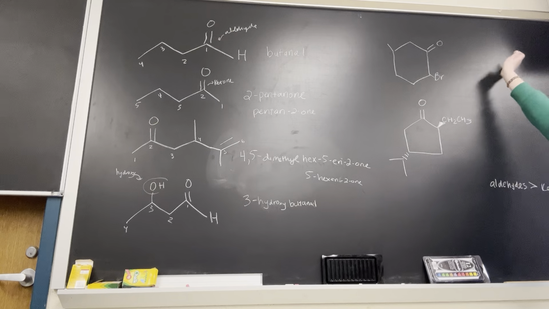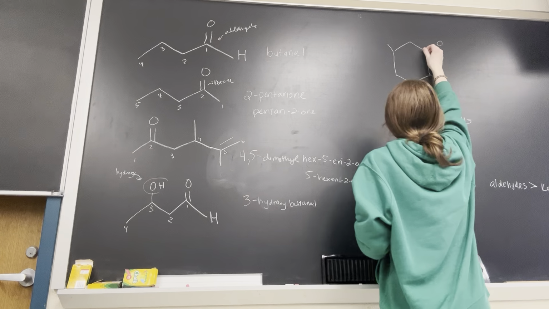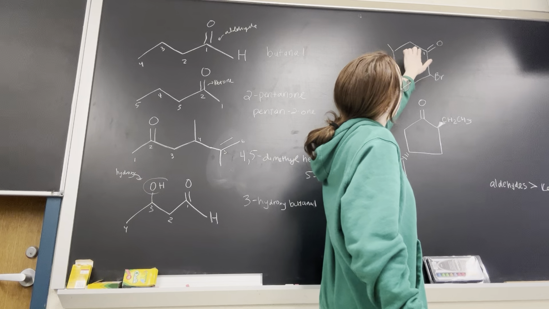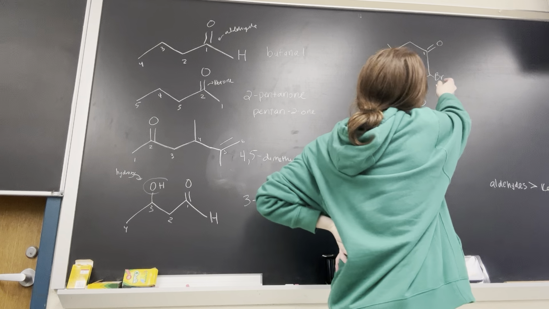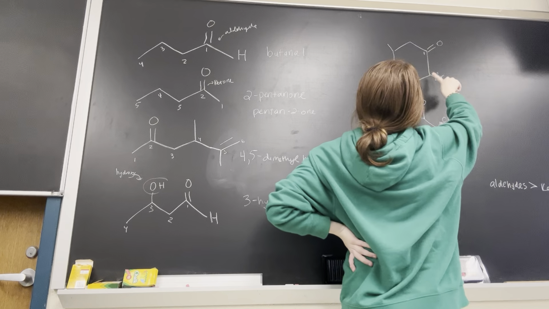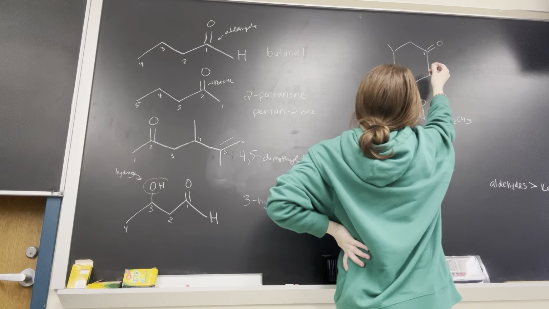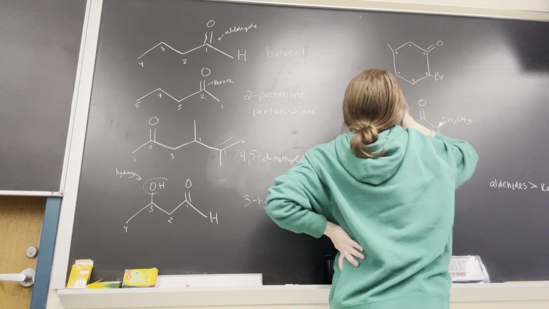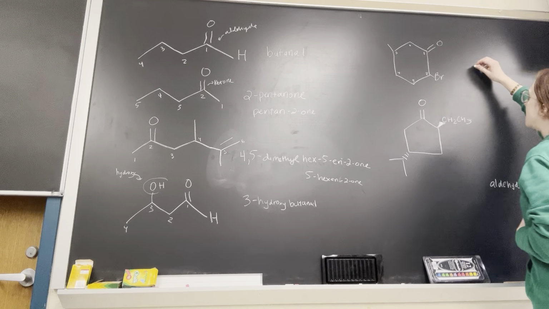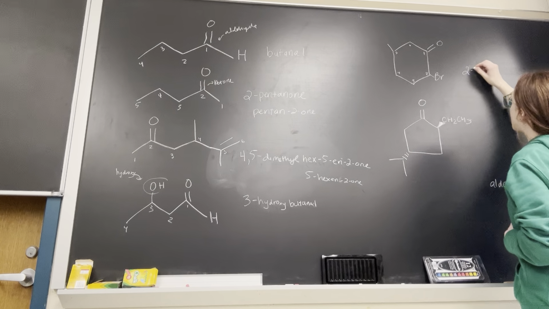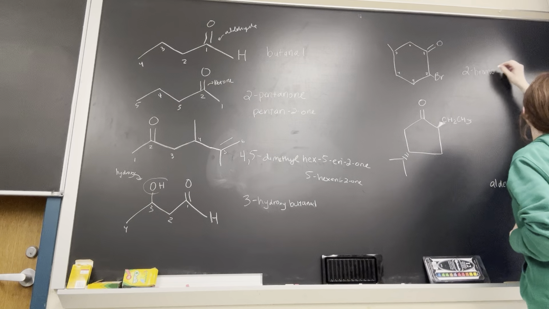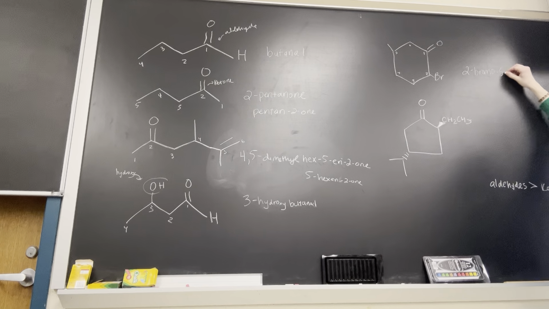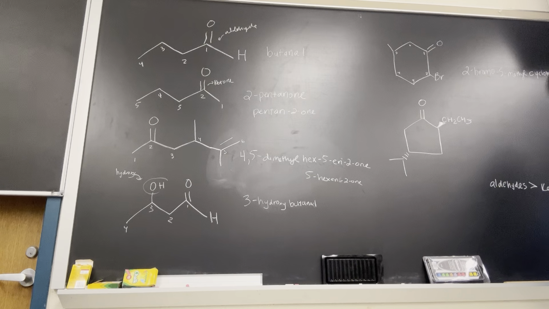So this one right here, this is a cyclo. We're always going to start numbering at the carbonyl. And so if I were to count, I'm going to go this way because this will give me the lowest numbering because the methyl and the bromine have the same priority. 5, 6. So this is 2-bromo, 5-methyl, cyclohexanone.